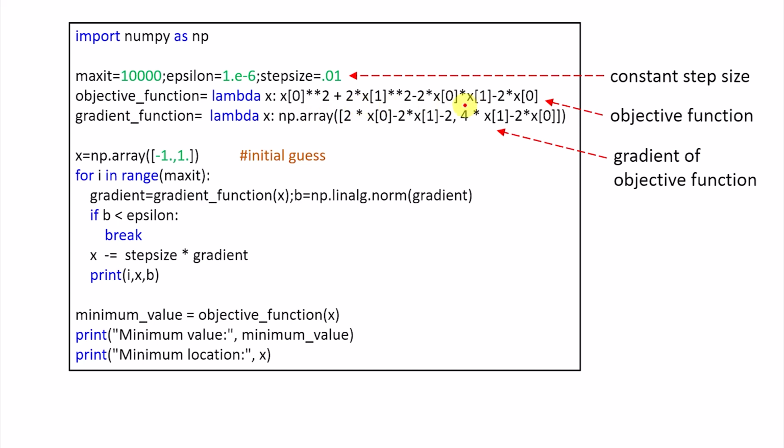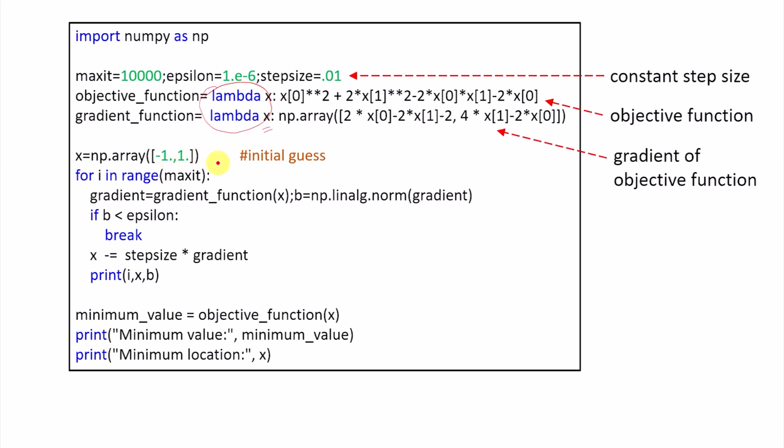Then the gradient of this, we have just calculated: 2x minus 2y minus 2, etc. I am calculating both the objective function as well as the gradient using this lambda function of Python. If I call this lambda function with an input value of x, it will give me these values. And then I take an initial guess of x, that is -1, 1.